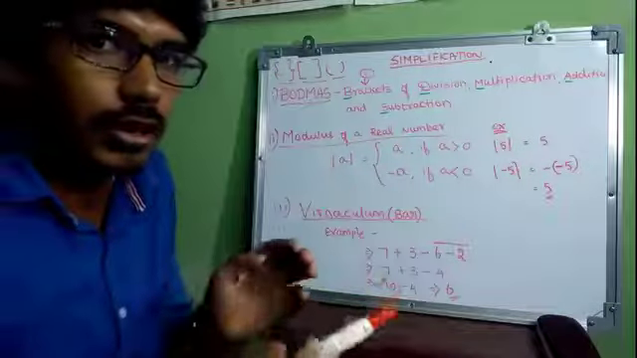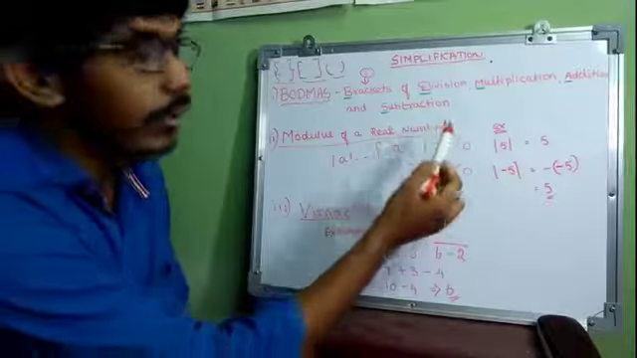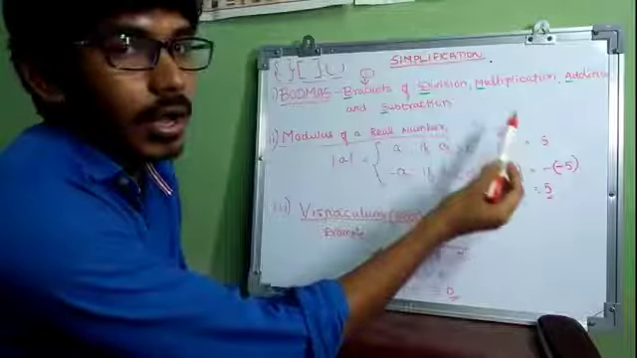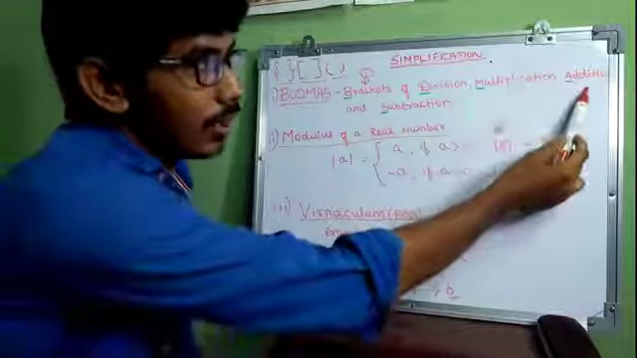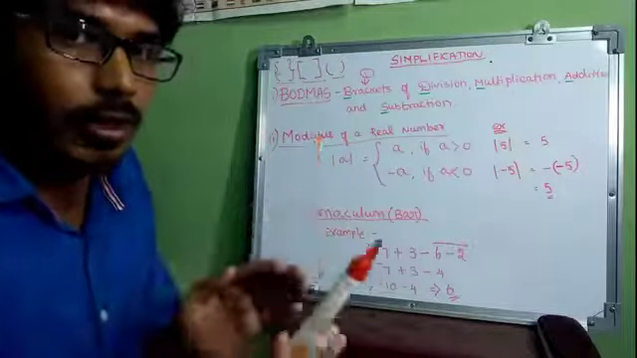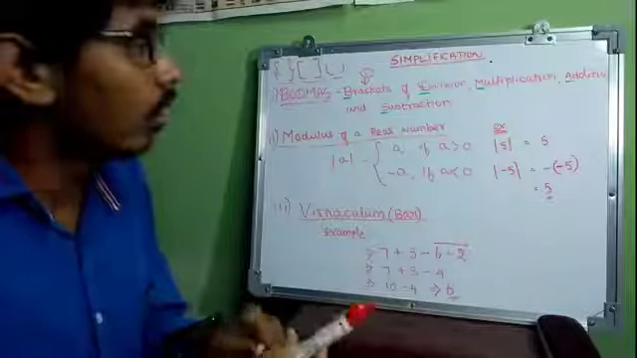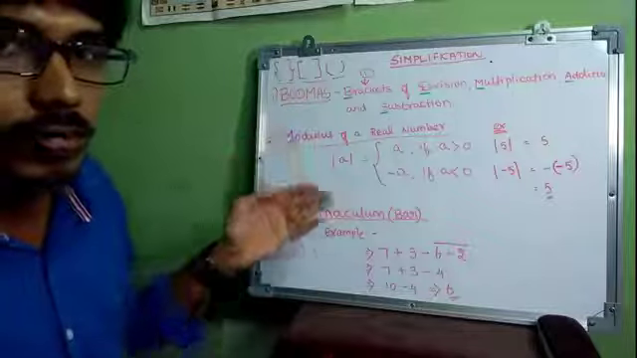First, you should solve the thing that is within the bracket. Then you should give preference to division, and then multiplication, and then addition, and the last one is subtraction. Okay, like this order only you should solve the simplification problem. Is it clear? And then the second one is modulus of a real number.